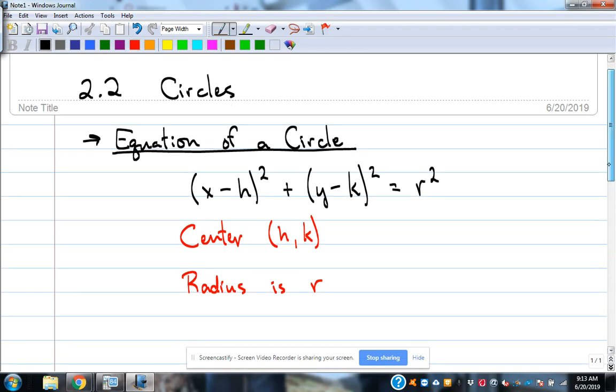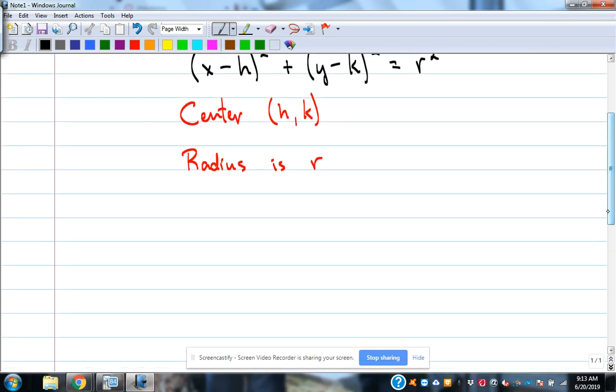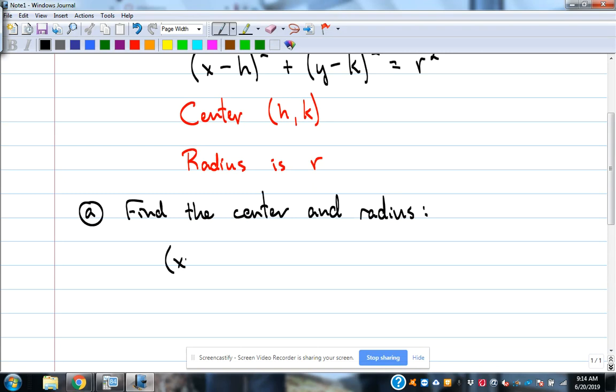So really, like I said, we don't get too strenuous when we're talking about circles in 100, and we don't actually talk about them very much at all in 110. But we do just a little bit with them. So one of the skills that you need to be able to do is to find the center and radius given an equation. So here's our equation: x minus 5 squared plus y minus 3 squared equals 16.